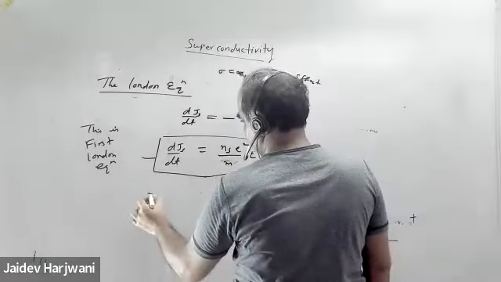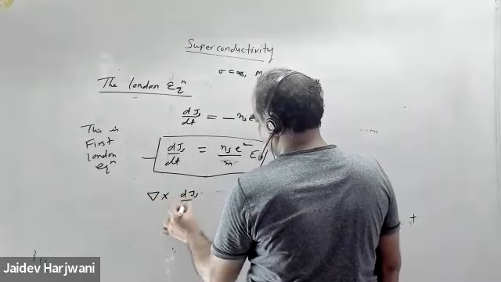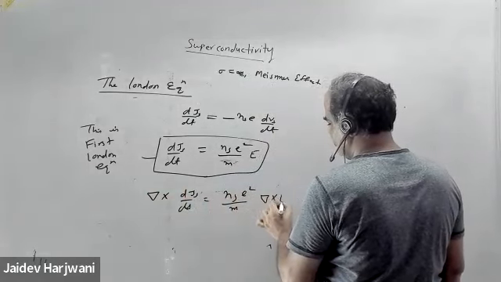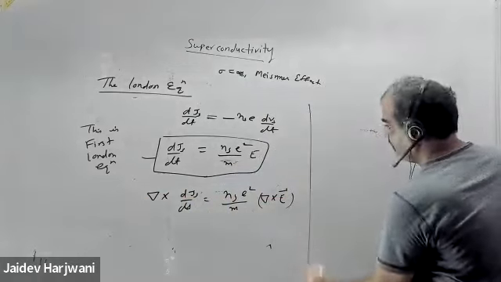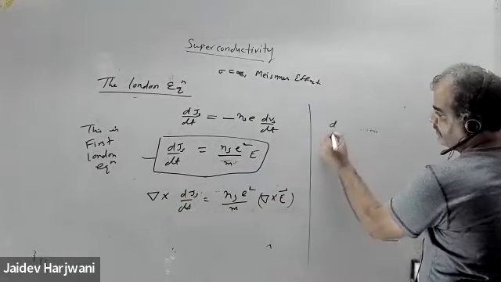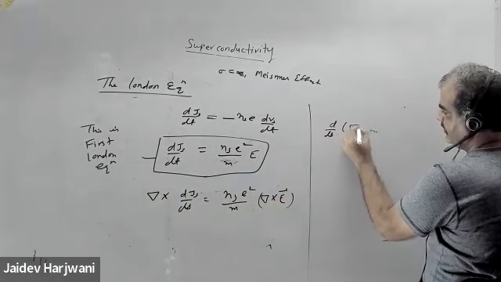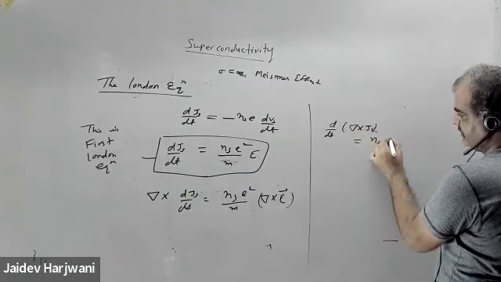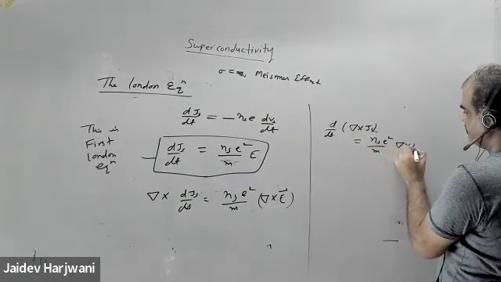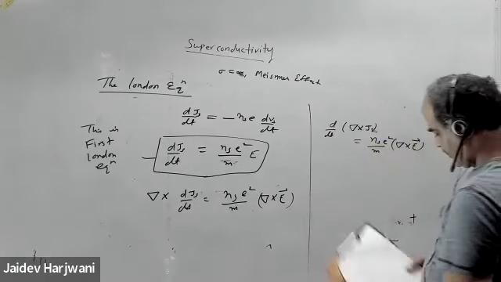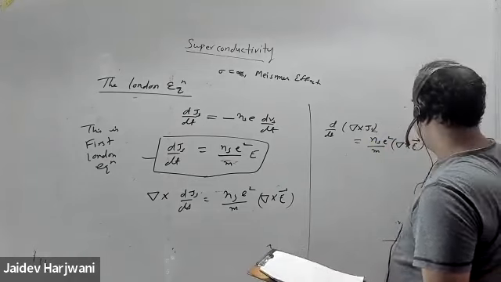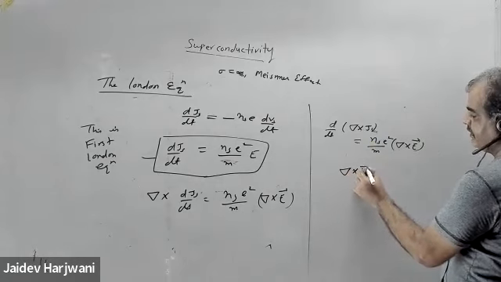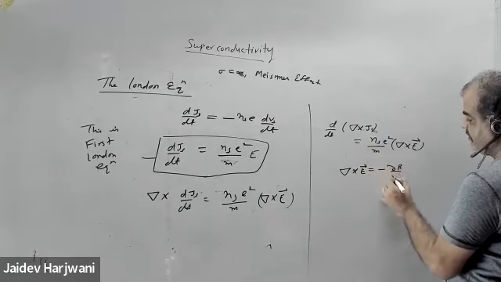if I take the curl of this equation, del cross dJs upon dt equals ns e square upon m del cross E. Now I can write this equation as d upon dt of del cross Js equals ns e square upon m del cross E. Now I can apply the Maxwell equation. From the Maxwell equation, I know del cross E is equal to minus del B upon del t.